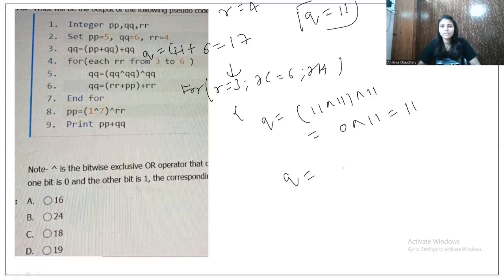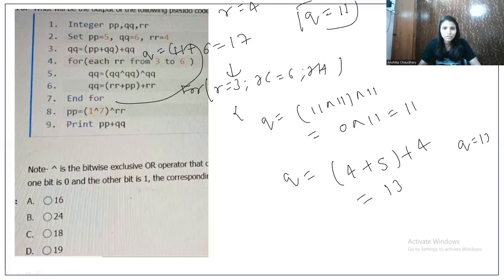Again we are updating the value of Q by R plus P. So R value is 4, plus P was 5, plus R is 4 only. So 4 and 4, 8, 8 and 5, 13. So Q is 13 again, right? So from here, the control will again go here. So R value will become 5 and Q is now 13, right?